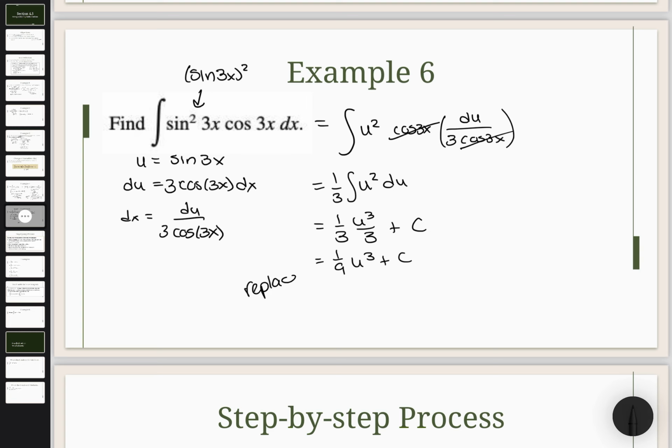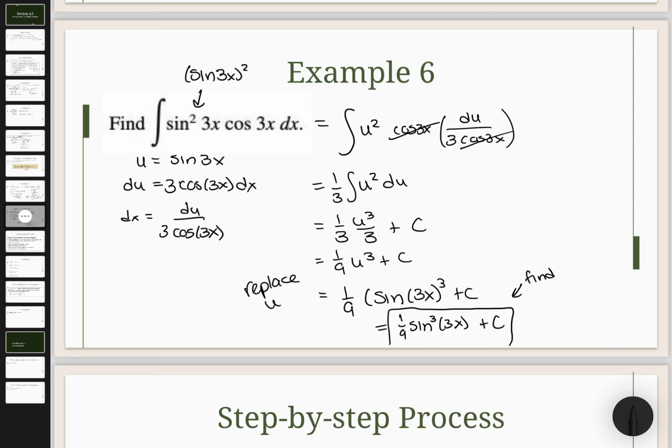Make sure to always replace your u, 1 over 9. And then u we said was sine 3x. I want to cube that plus c. But guys, remember, for trig functions, we don't tend to write it like this. We want to put that little cube right next to the sine. So 1/9 sine cubed 3x plus c. And that is the answer we're looking for. Again, when in doubt, check your answer. Differentiate this, find the derivative, and make sure it matches your original integrand. And this is just to check.